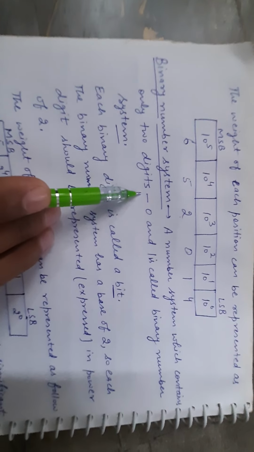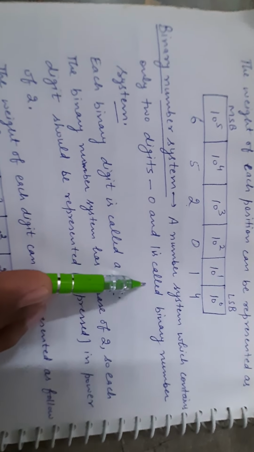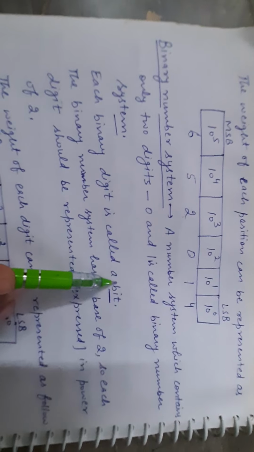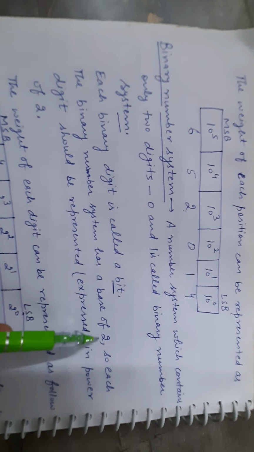Similarly, another type of number system is the binary number system. Any system which contains only two digits, either 0 or 1, is called a binary number system. Every binary digit is called a bit. The binary number system has a base of 2.